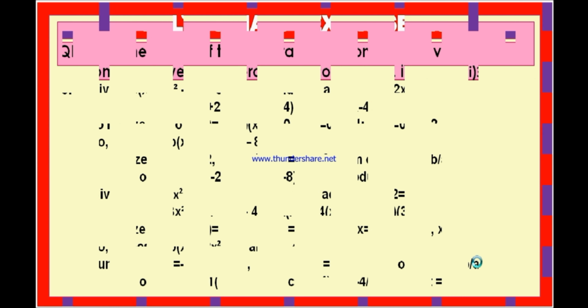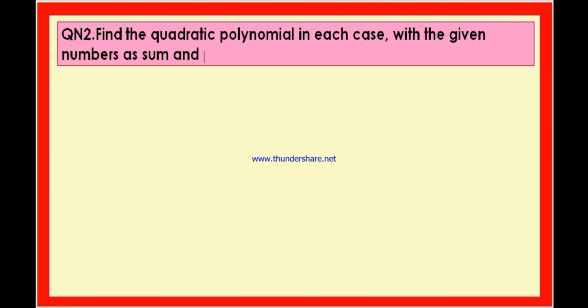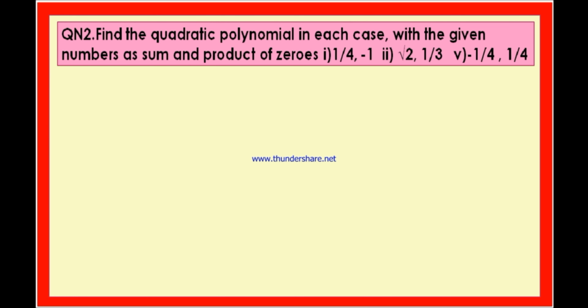Now look at question number 2. Find the quadratic polynomial in each case with the given numbers as sum and product of zeros. The first bit: 1 by 4 and minus 1; second bit: root 2 and 1 by 3; fifth bit: minus 1 by 4 and 1 by 4.